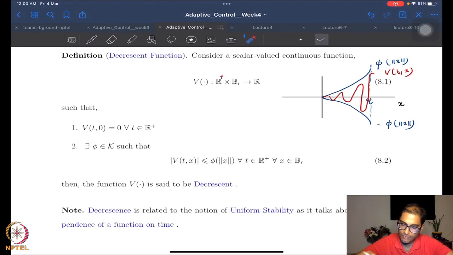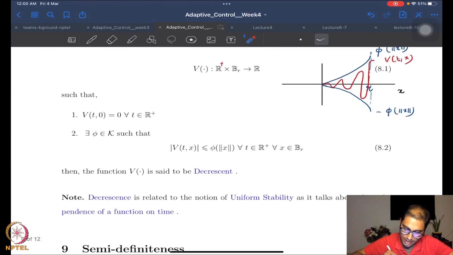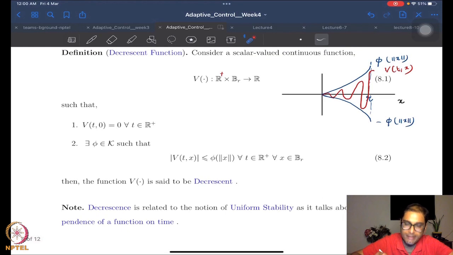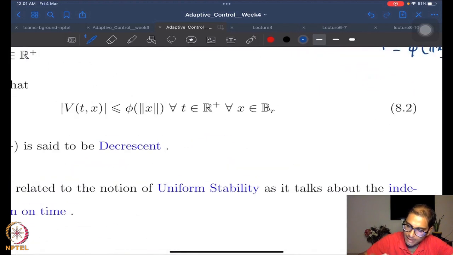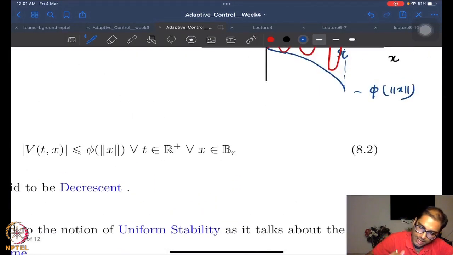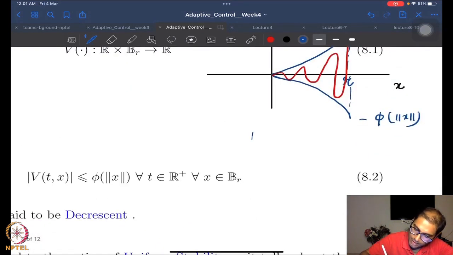Okay. So as I mentioned before, decrescence is related to the notion of uniform stability. And so basically, it's not evident here, but essentially there is some kind of an independence with respect to time that you achieve using the notion of decrescence. Okay, so what are the examples? So let's look at examples and counter examples, just like we have been doing. So let me try to expand this and look at some example one.